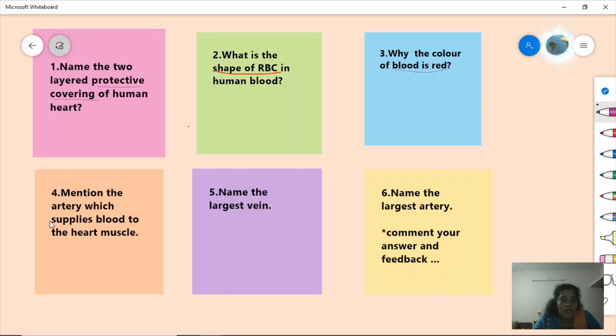Fourth one: mention the artery which supplies blood to the heart muscle. Fifth one: name the largest vein. Sixth one: name the largest artery. Don't confuse: this is the largest vein, this is the largest artery.